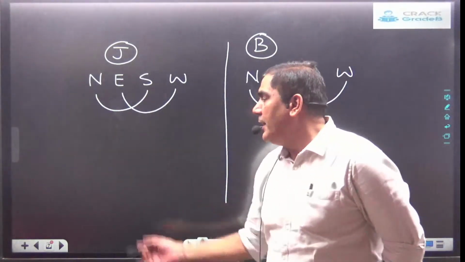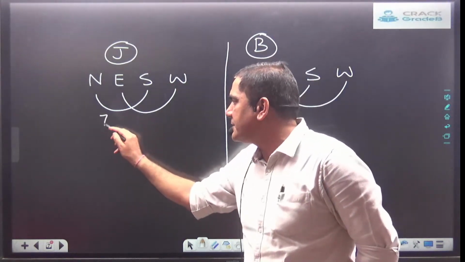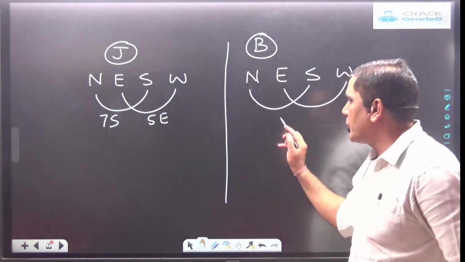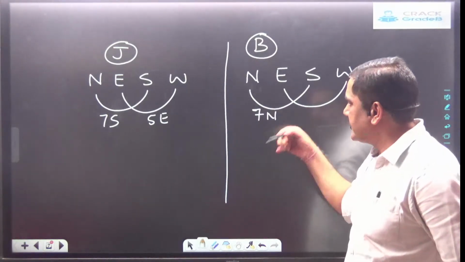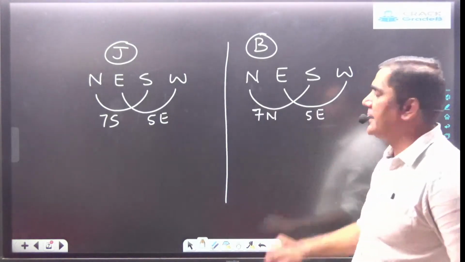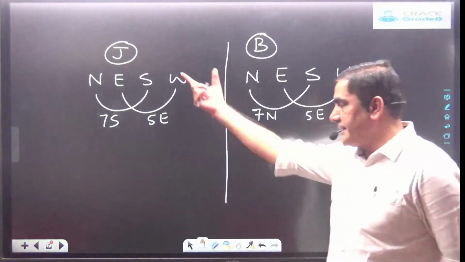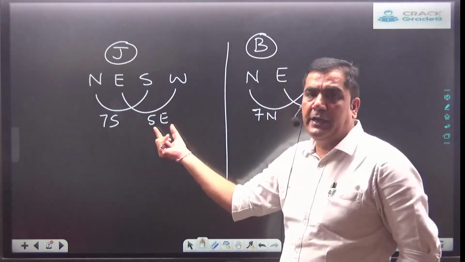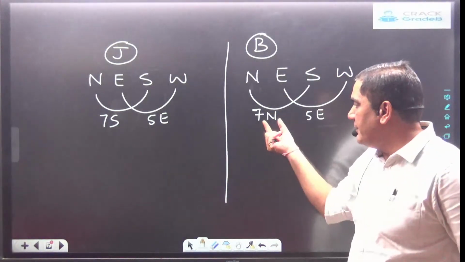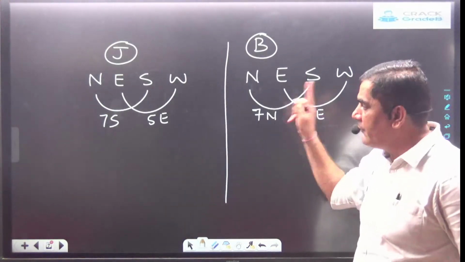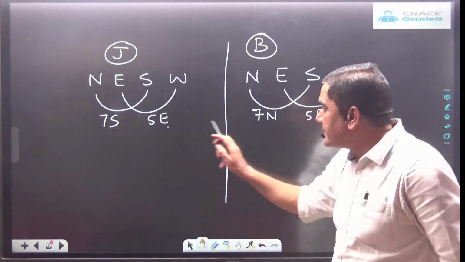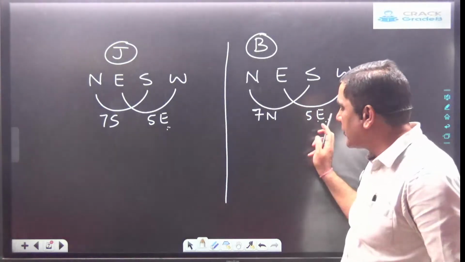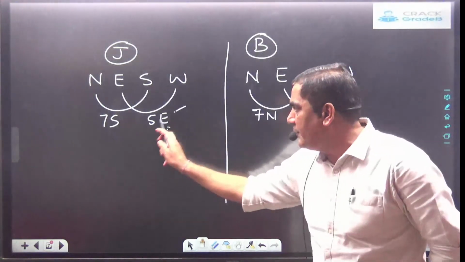Whatever numbers are going to come, always take these two. Let's assume, after solving this one, this comes out to be 7 south and 5 east. Second case, here it comes out to be 7 north and 5 east. Then how to get the answer? Suppose Jack will be 5 meters to the south and 5 meters to the east, and Bunty will be 7 meters north and 5 meters to the east. So always remember, whenever these two come out to be the same, here also east, here also east, always cancel these two, always subtract these two.